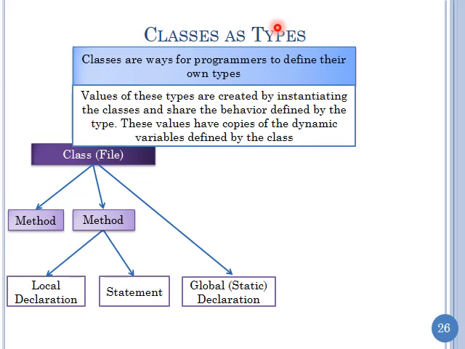Okay? And values of these types are created by instantiating the classes, and they share the behavior defined by the type. So these values have copies of the dynamic variables defined by the class. So now the dynamic variables, the non-static variables, the instance variables, they are the ones that will hold values, and they'll get created when you instantiate the class. Okay? Questions?